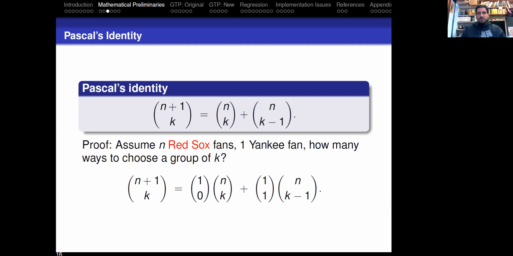This is a general principle of combinatorics. You can do something 2 different ways, and you can often use that to perform the algebra you need in a nice way and prove some identities. Notice that the tops always add up to n plus 1, and the bottoms always add up to k.